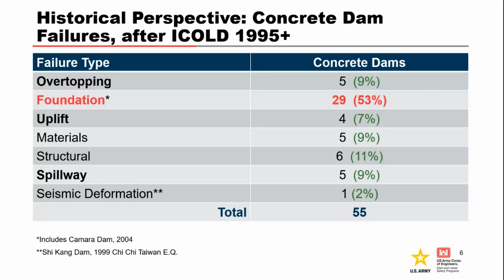Also point out that overtopping failures in all likelihood resulted from foundation erosion and undermining, and uplift failures and spillway failures could also have been initiated by foundation problems. And last, the only concrete dam known to have failed due to an earthquake was the Shihkang Dam, which failed due to a co-seismic ground displacement during the 1999 Chichi earthquake in Taiwan.